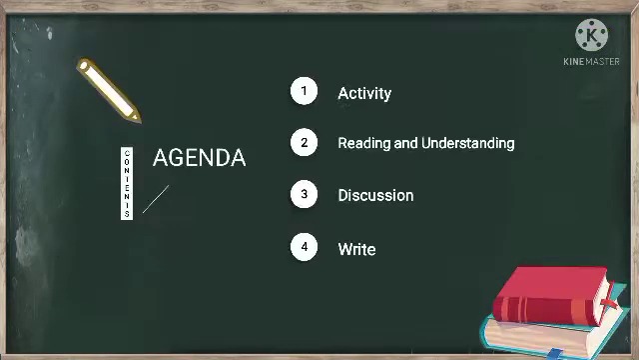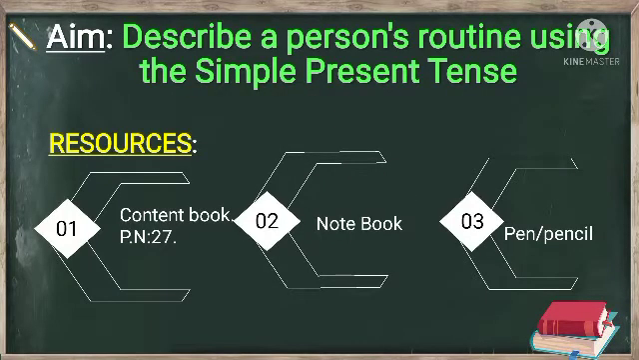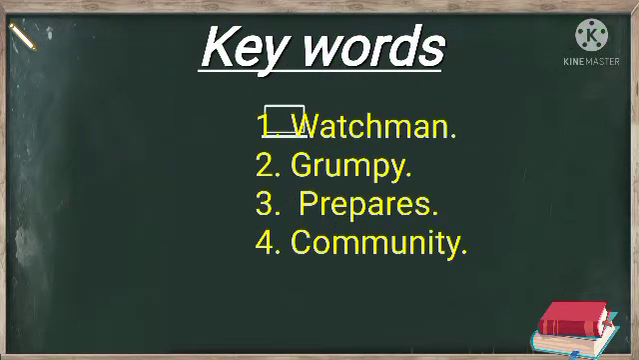Our agenda includes, first we'll have an activity, then we'll read and understand it. After that we'll discuss the same, and then I'll give you something to write. Resources required for today's class are content book page number 27, notebook, and a pencil or a pen. Keywords of today's class: number 1 watchman, number 2 grumpy, number 3 prepares, number 4 community.